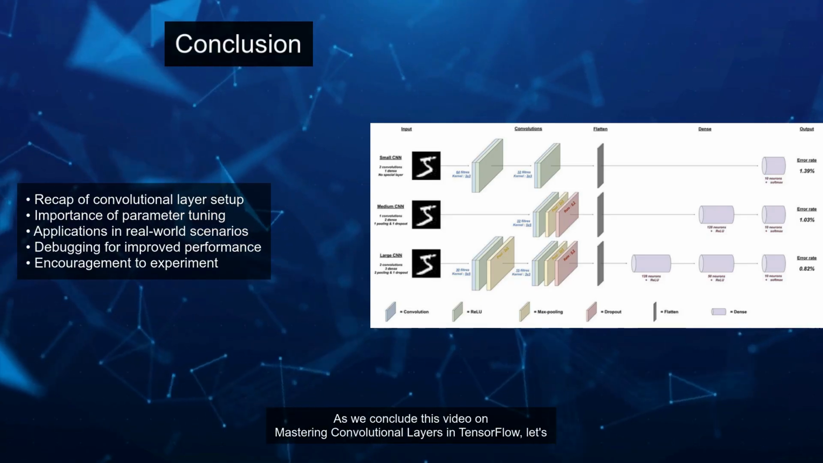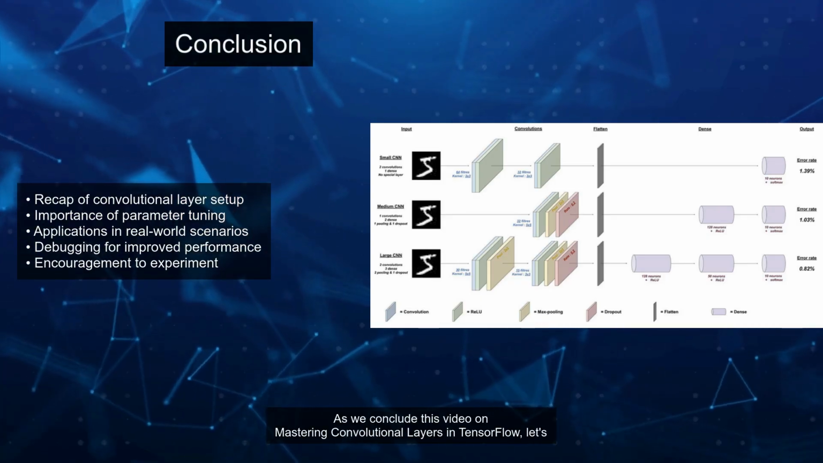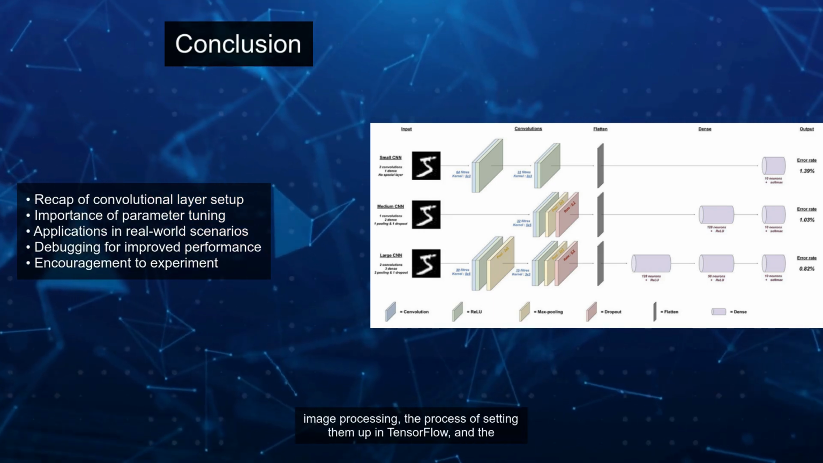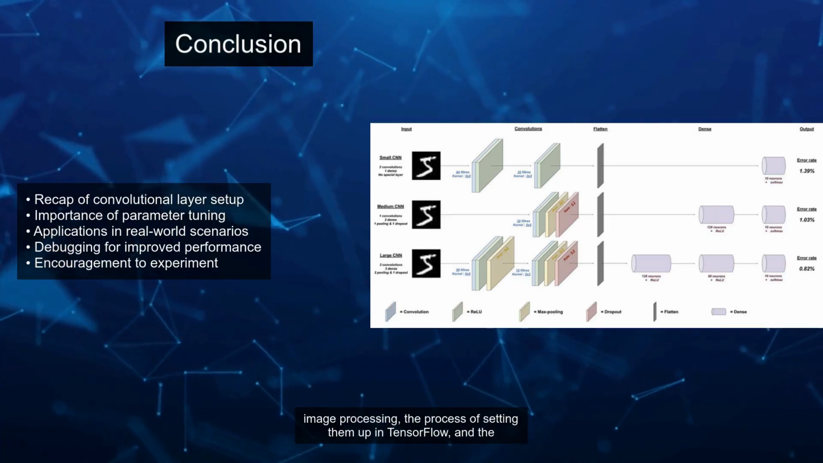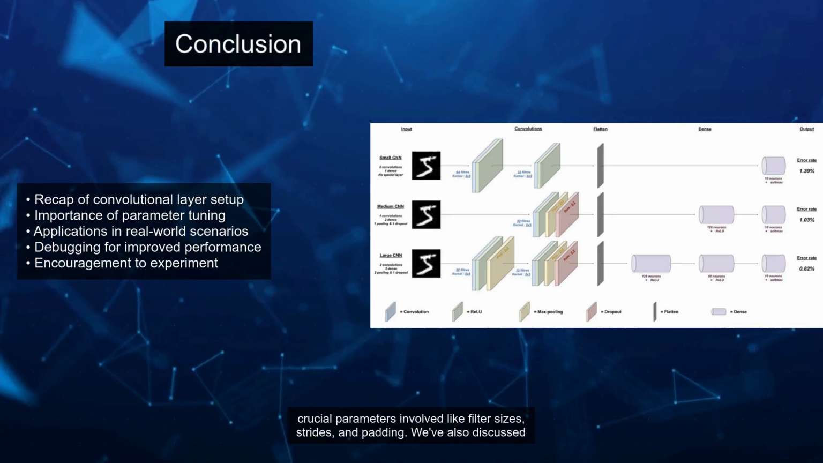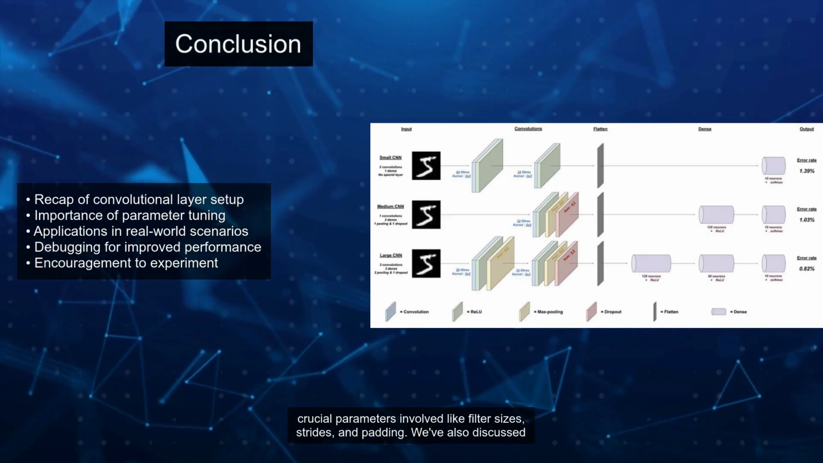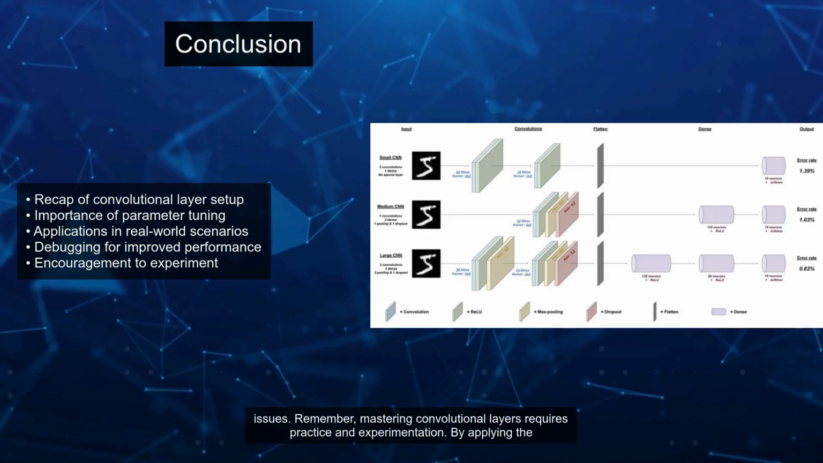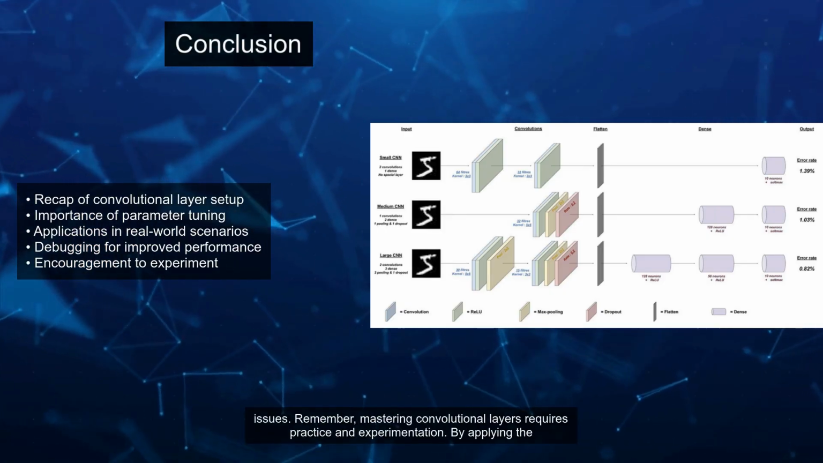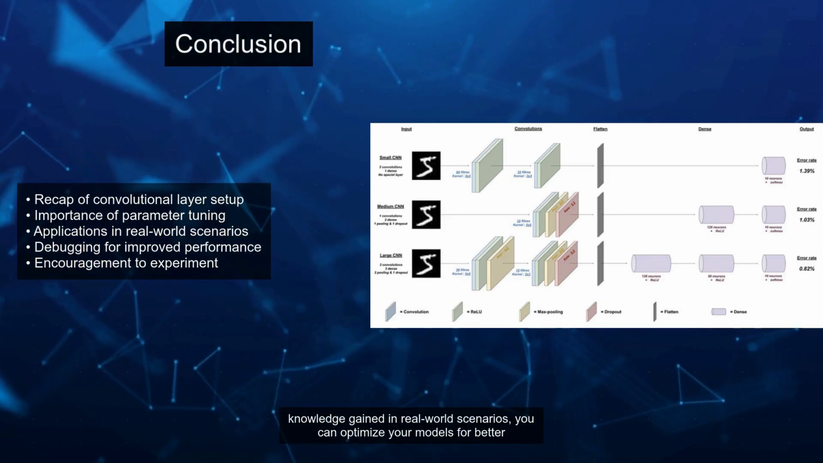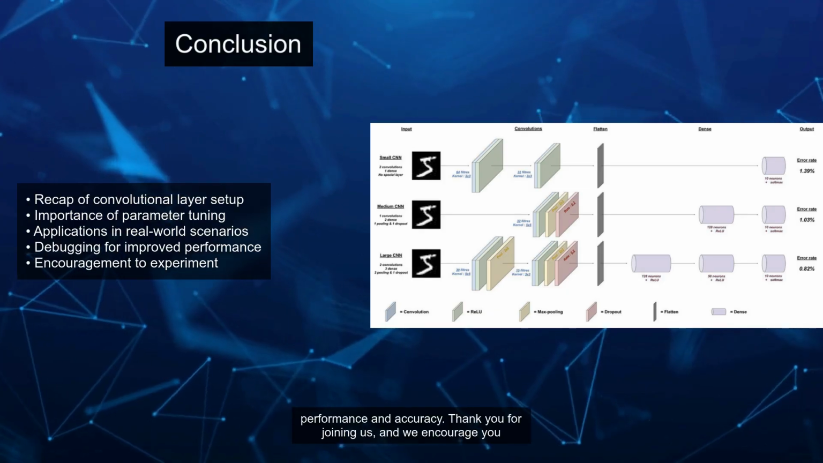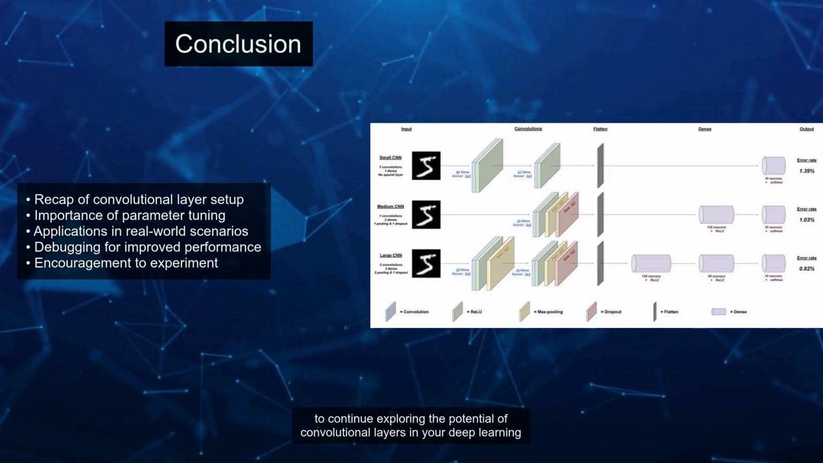As we conclude this video on mastering convolutional layers in TensorFlow, let's recap what we've covered. We've explored the importance of convolutional layers in image processing, the process of setting them up in TensorFlow, and the crucial parameters involved like filter sizes, strides, and padding. We've also discussed the practical applications of these layers and provided tips for debugging common issues. Remember, mastering convolutional layers requires practice and experimentation. By applying the knowledge gained in real-world scenarios, you can optimize your models for better performance and accuracy.